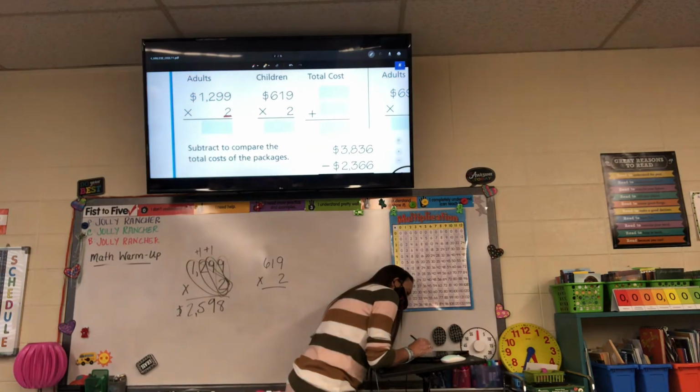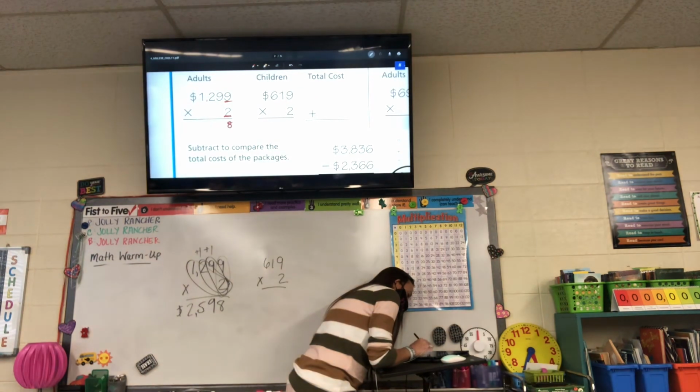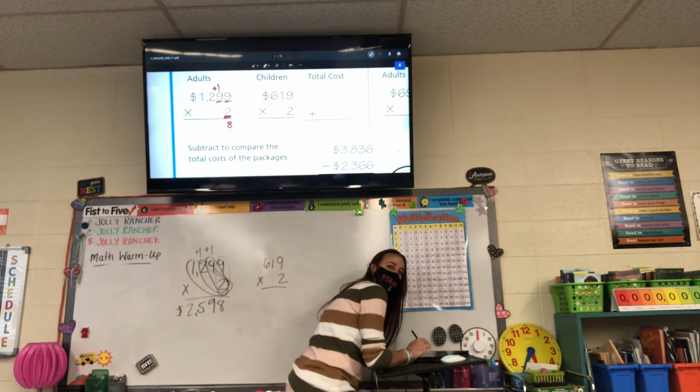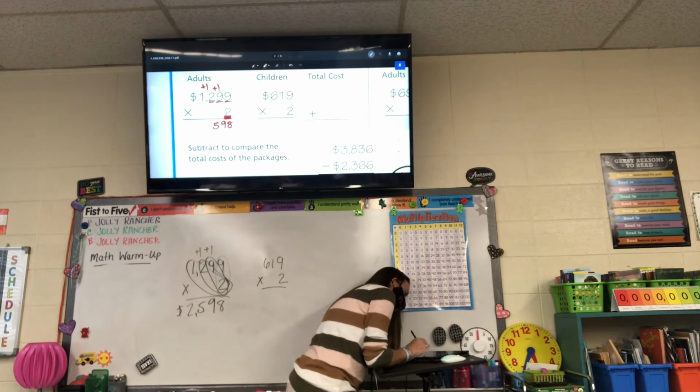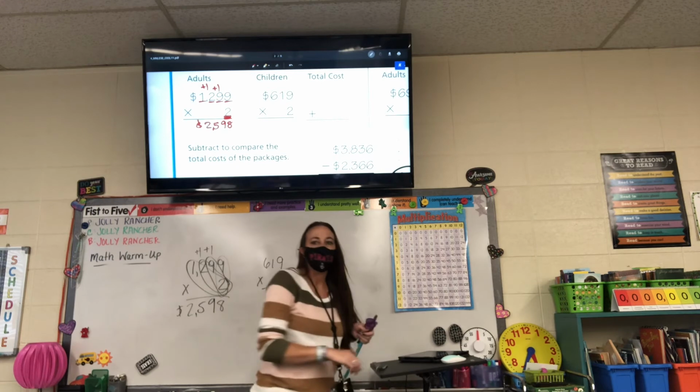2 times 9 is 18. We put down the 8, we carry the 1. 2 times 9 is 18, plus 1 more is 19. You got it. Brinley's got it. Put down the 9, carry the 1. 2 times 2 is 4, plus 1 is 5, and then 2 times 1 is 2. So you should have 2,598.